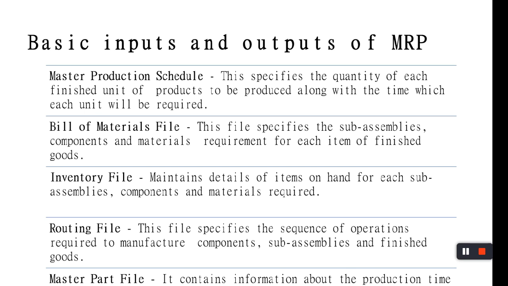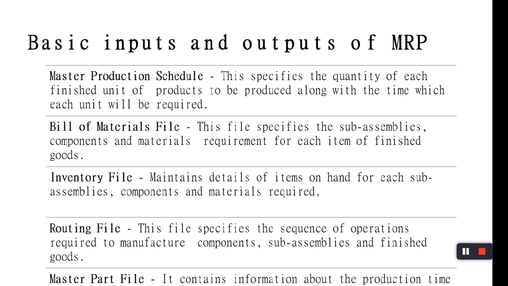So the routing file will actually give us an idea of what the route of the inventory is until it becomes a finished good. So for example, it has to go through cutting first, and then after cutting, it will go through the painting, okay? And then after painting, it will go through another set of activities. So the routing file again specifies what is the route or what is the path that the inventory will go through until such time that it will become a finished good.